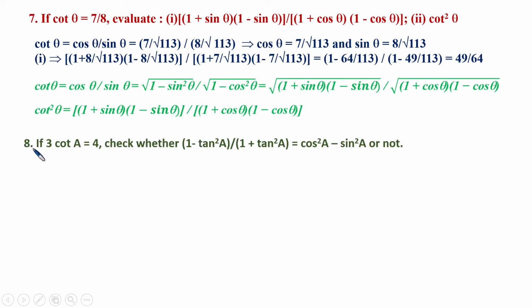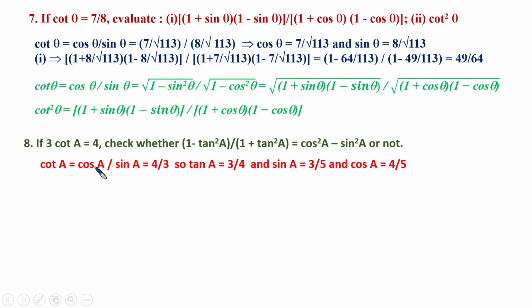Now let us go to problem 8. If 3 cot A is equal to 4, that means cot A is 4 by 3. Check whether (1 minus tan square A) divided by (1 plus tan square A) is cos square A minus sin square A or not. This is very simple. Cot A is cos A by sin A, which is 4 by 3 as I said, so tan A will be 3 by 4. Now sin A will be, this is the opposite side 3, and hypotenuse will be square root of 3 square plus 4 square, that is square root of 25, that is 5. So you have hypotenuse 5. So sin is 3 by 5, and cos is 4 by 5, which I have written here.